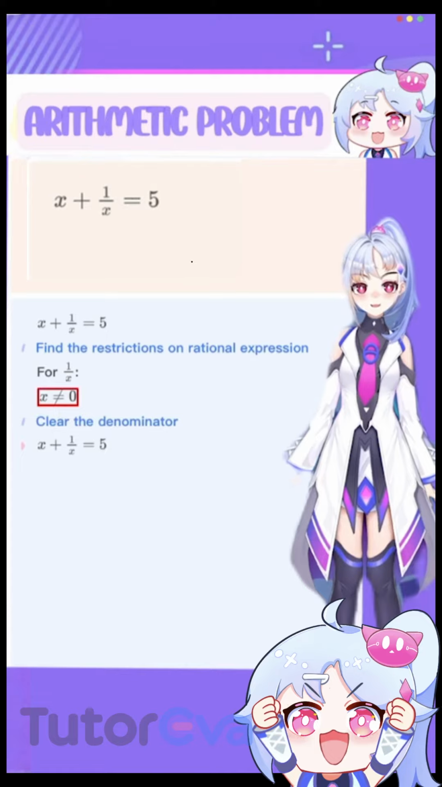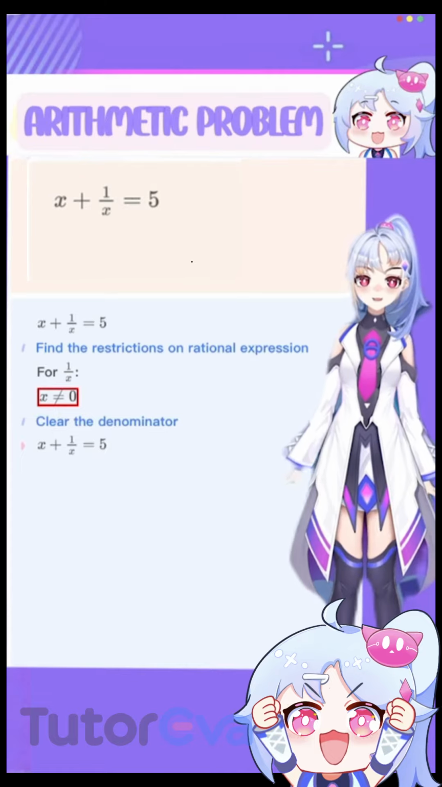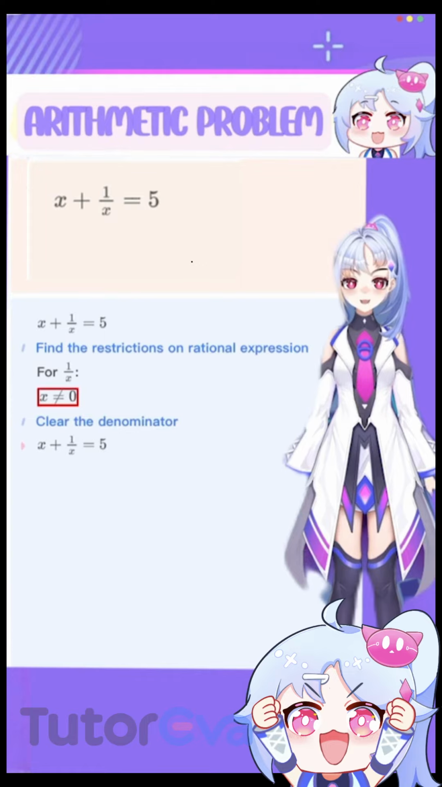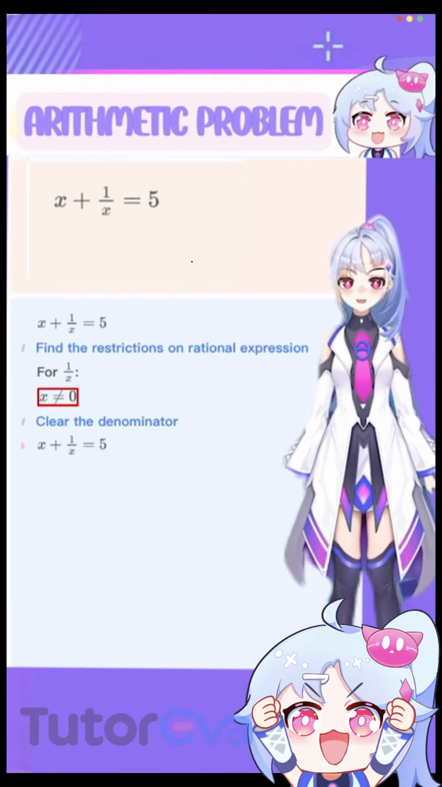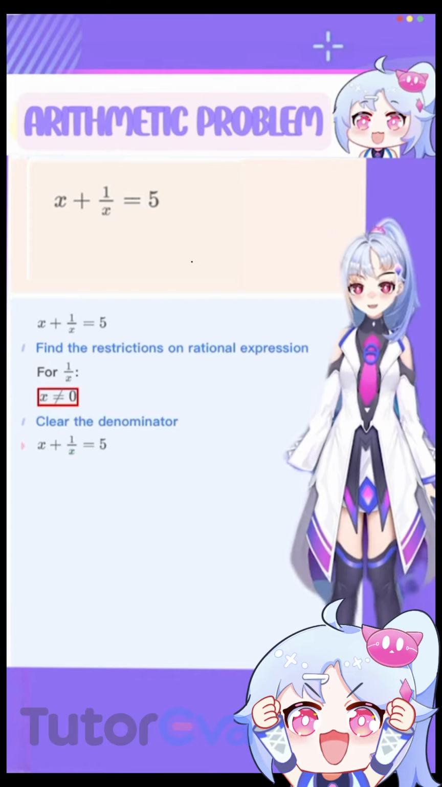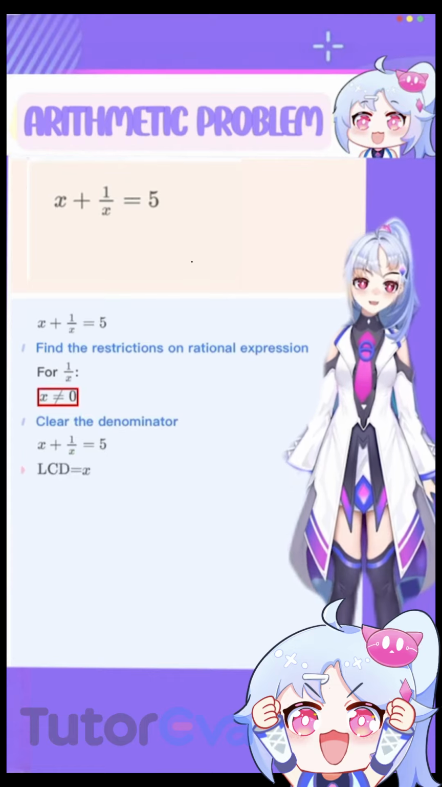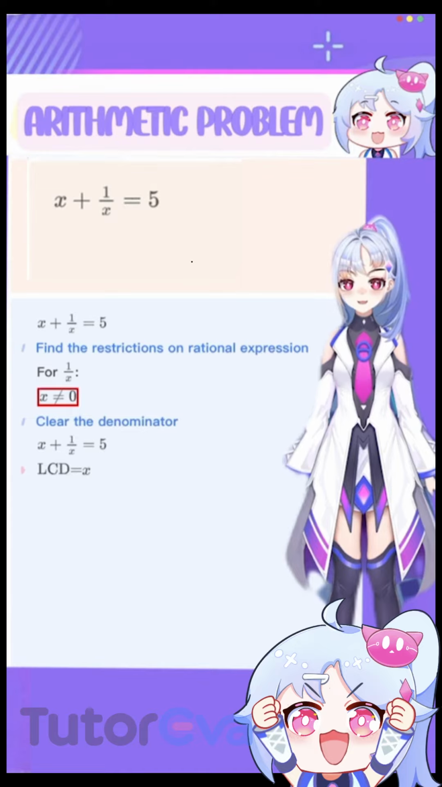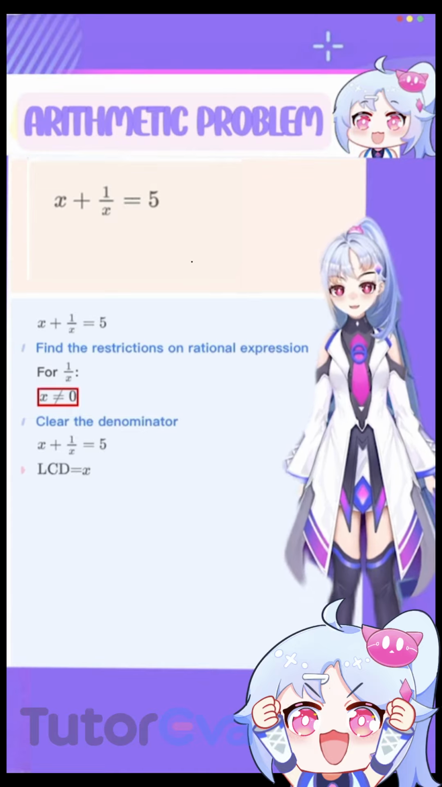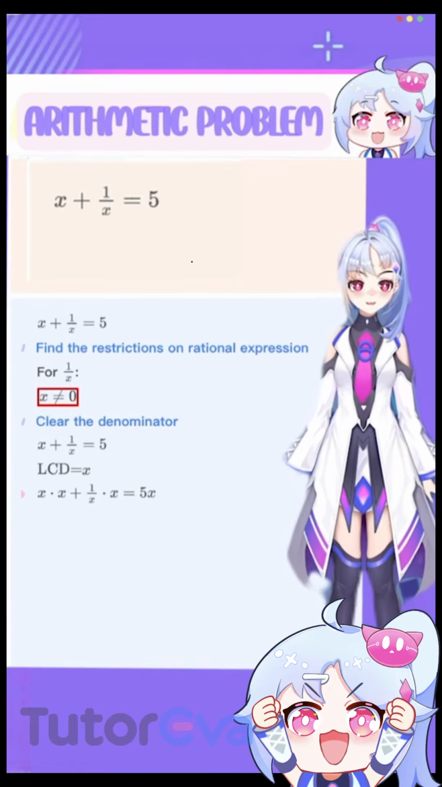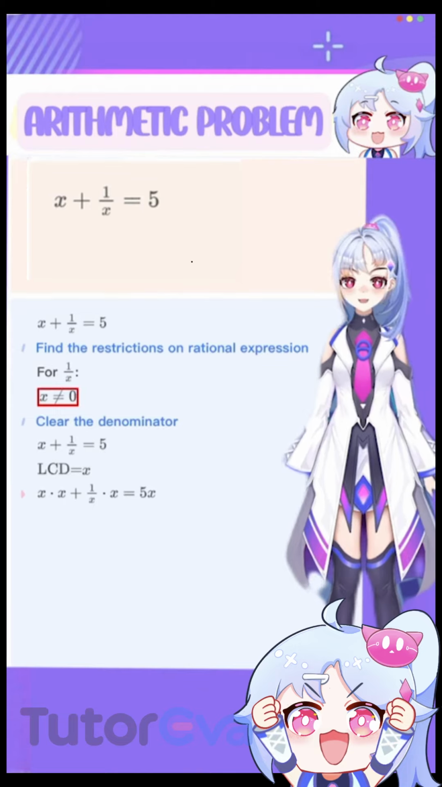Eliminate the fractions. We should find the least common denominator of all fractions in the given equation, and multiply both sides. According to the definition of least common denominator, the least common denominator is x. Multiply both sides by x. Then we can get x times (x plus 1) over x is equal to 5x.